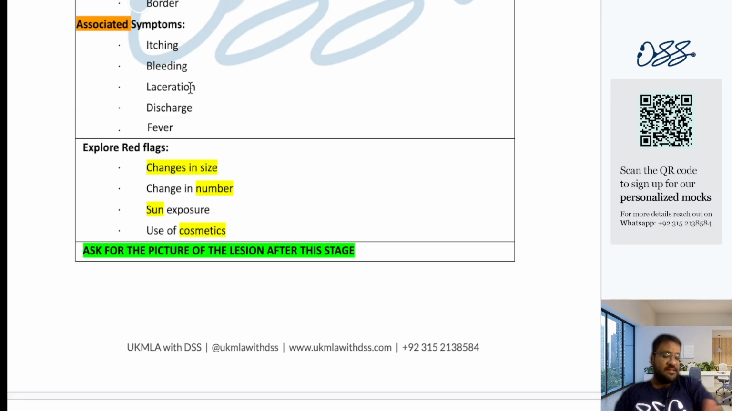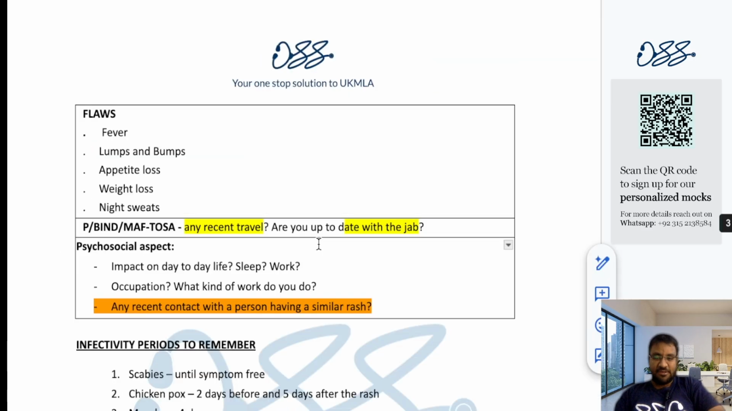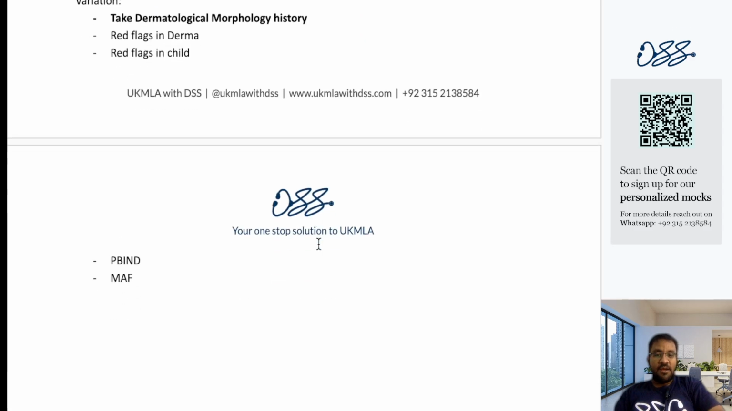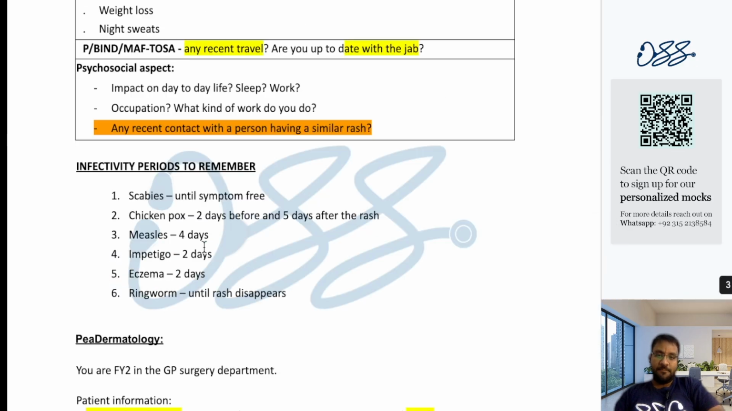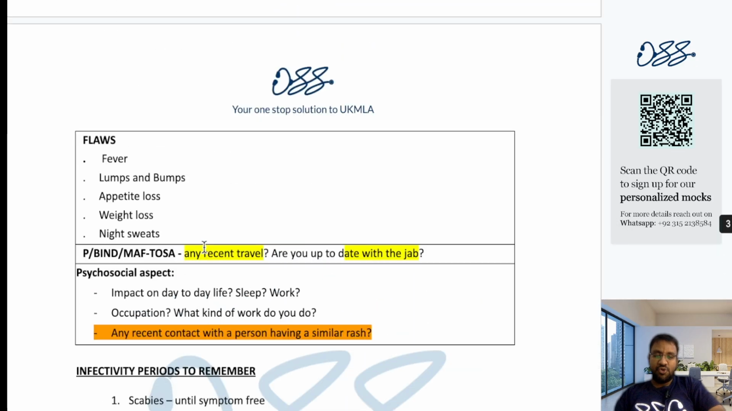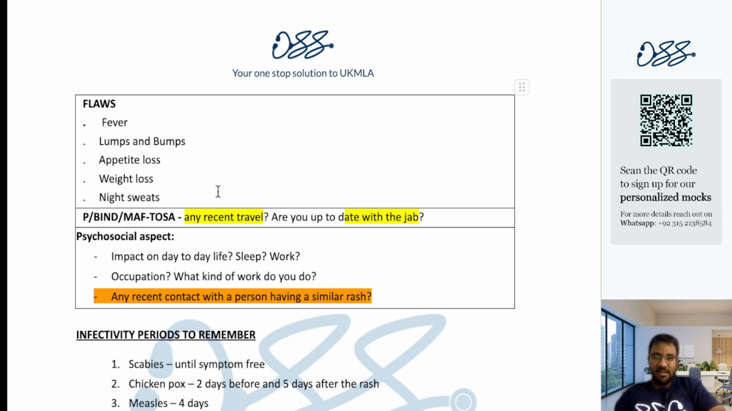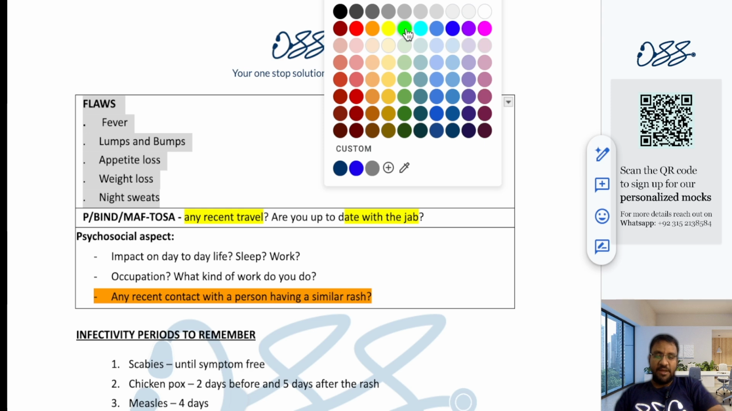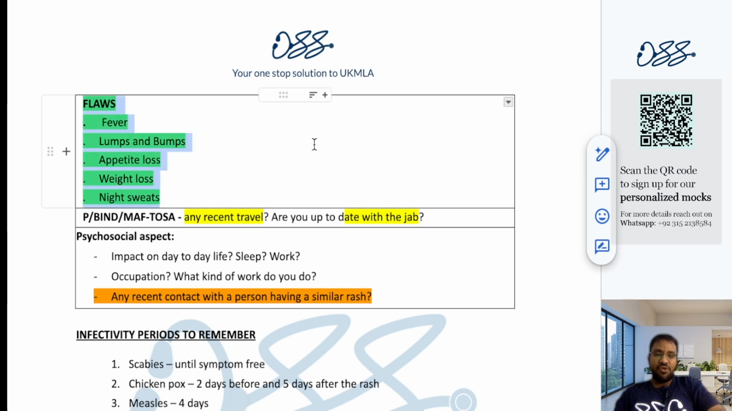So the first two layers don't change. Then you ask for the picture of the lesion, even that doesn't change. What changes is that you directly move on to the P bind and the MAF. So you just skip this layer. I'll just highlight it in green for you so that you know that it needs to be skipped. So you're just going to skip this layer, directly move on to P bind and MAF.